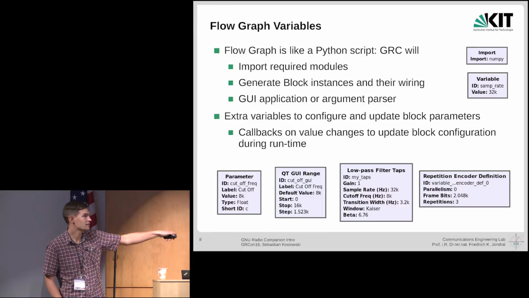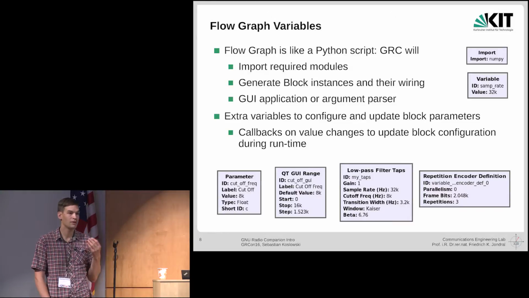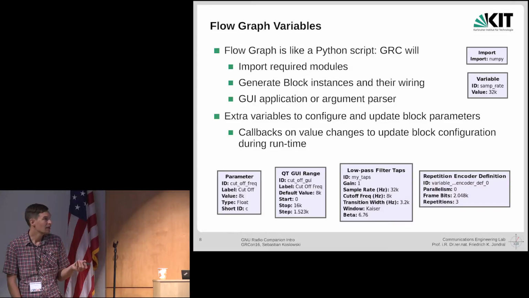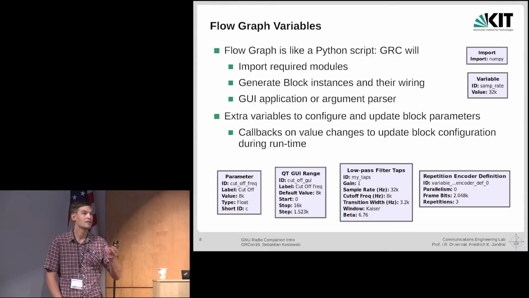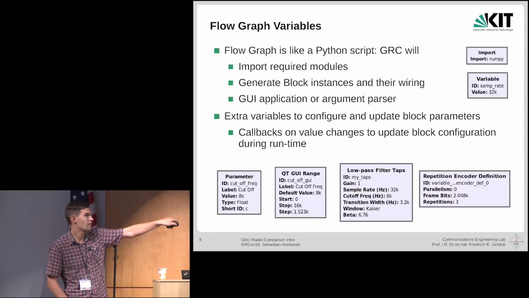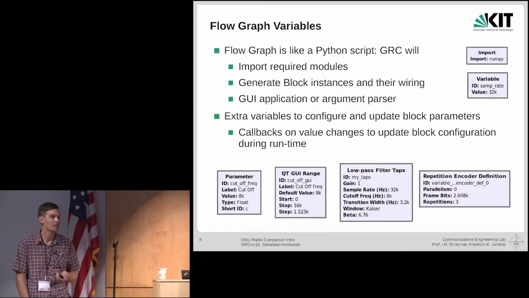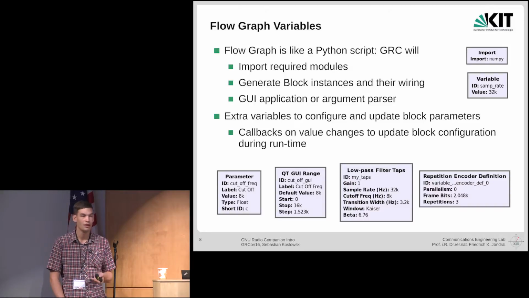Other ways is more for convenience of development. Say I have multiple filters that share the same taps. I could use the variable block, the filter block I had before, but then the taps will get generated on each instance separately. Or I'll have a variable that represents those taps. They'll get calculated once, and the resulting vector can be plugged into the filter blocks.